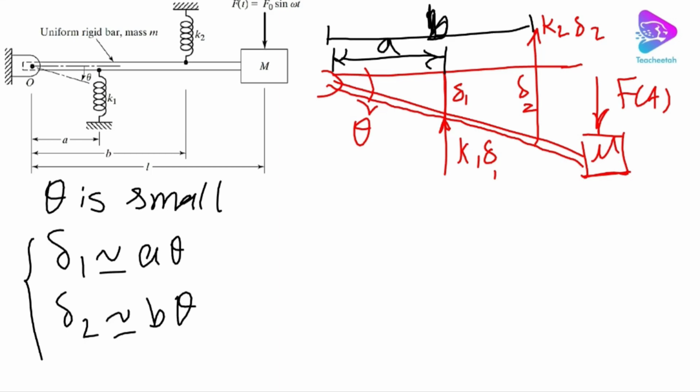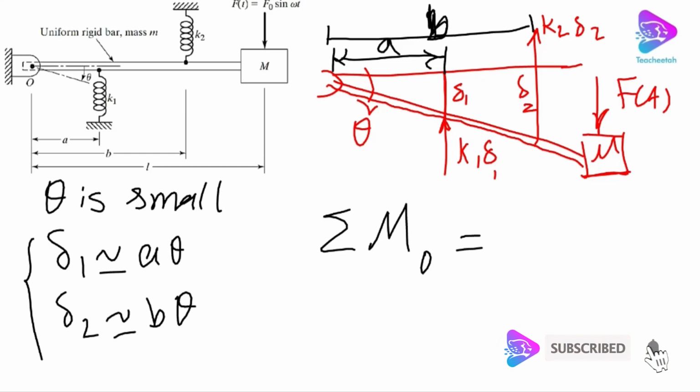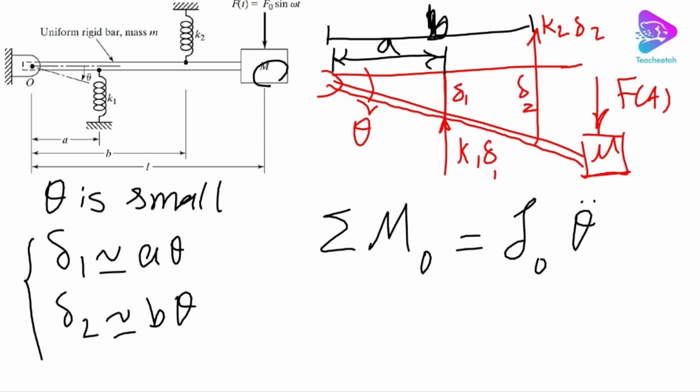Now, how can we find the equation of motion? As usual, we use Newton's second law: the sum of all moments about O is equal to J about O times theta double dot. However, you see that the rigid bar has a mass, and there is a lumped mass in the system. So remember, J_O, or J equivalent, is the combination of J_O of the rod plus J_O of the mass. So we need to find them one by one.